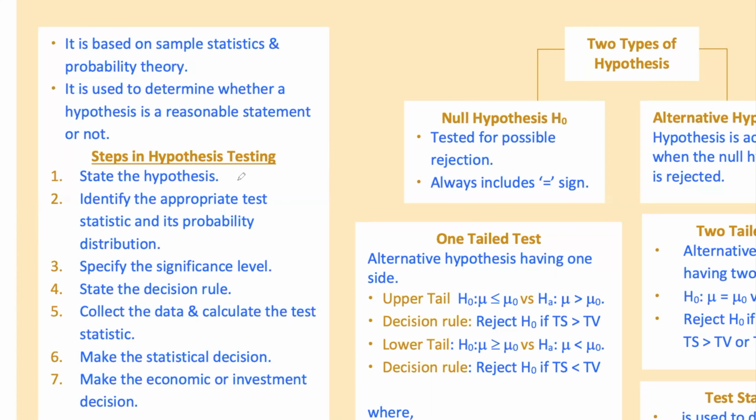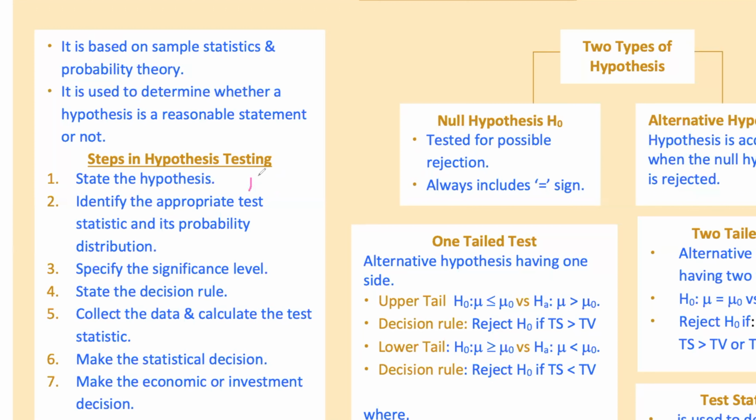For example, if our null hypothesis is that the average return on a stock is 5%, then our alternative hypothesis is that the average return on a stock is not 5%. The null hypothesis always includes an equality, for example, equals, less than or equal to, or greater than or equal to. While the alternative hypothesis includes an inequality, for example, not equal, greater than, or less than.